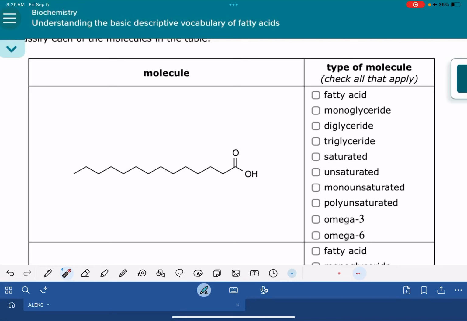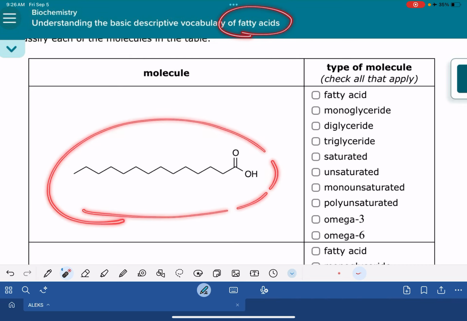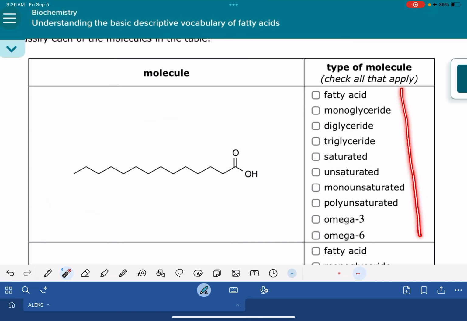Hey everyone, in this video I'm going to show you how to solve the ALEKS problem called Understanding the Basic Descriptive Vocabulary of Fatty Acids. This problem will give you the structure of a molecule and it asks you to select all of the terms that can be used to correctly describe that molecule.